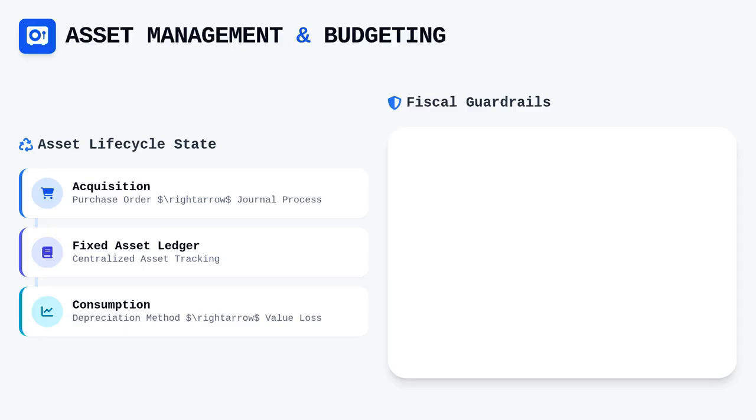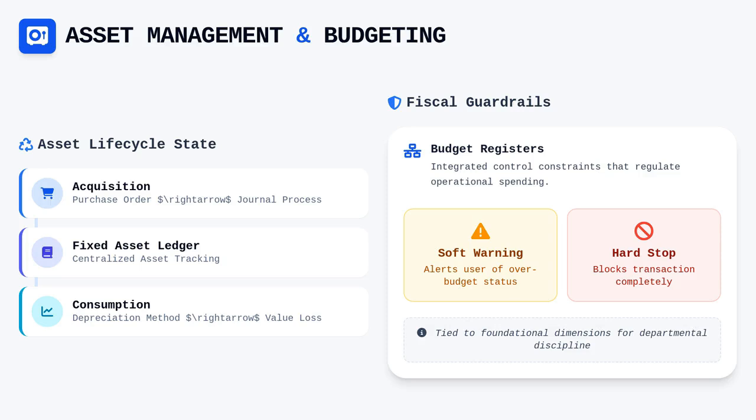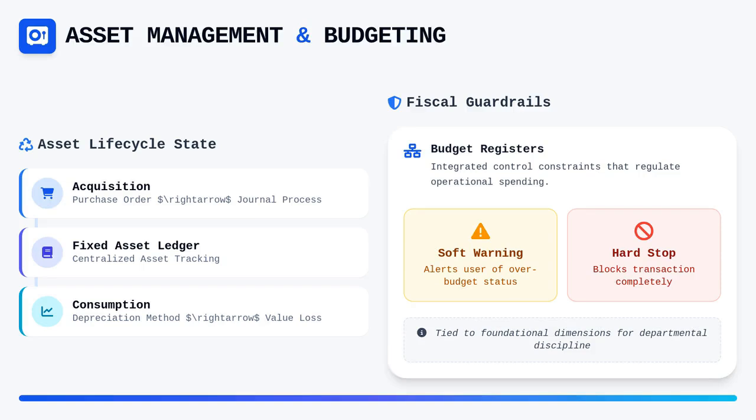Similarly, budgeting is not just about setting limits. It involves the integration of budget registers and control constraints that act as guardrails for your operational spending. When a question provides a scenario involving an over-budget status, look for the distinction between a soft warning and a hard stop configuration. These settings are deeply tied to the foundational dimensions we discussed in the earlier modules, and they demonstrate how the platform enforces fiscal discipline across various departments.